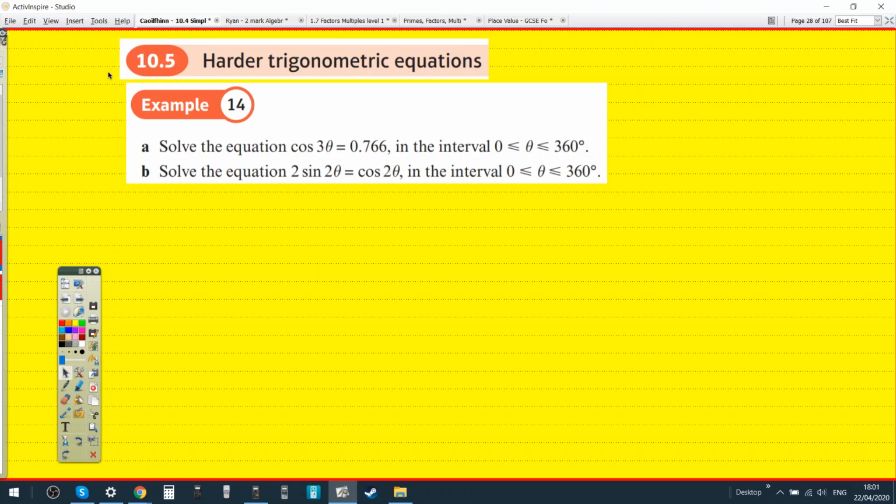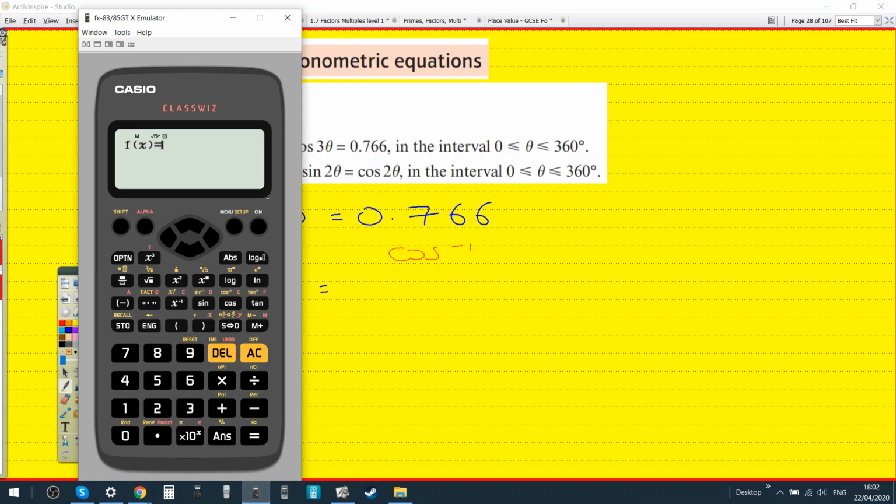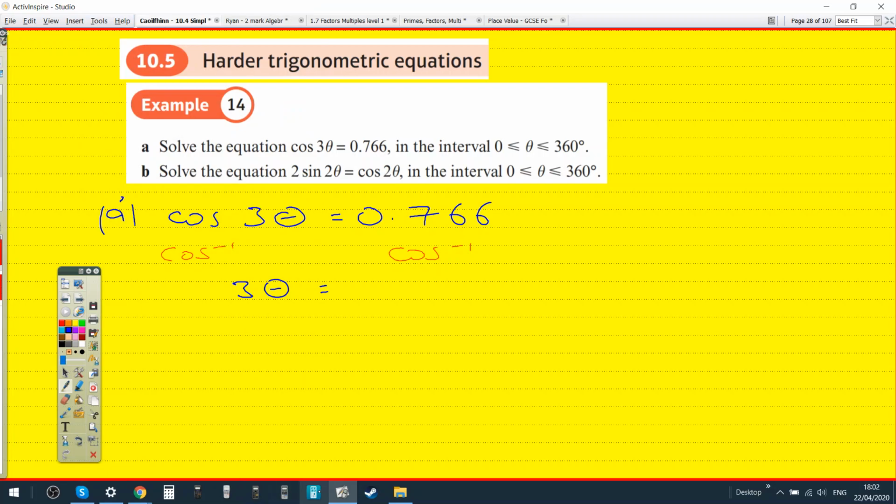The first thing you'd have to do is get rid of the cos. How do you do that? You have forgotten. You do your arc cos to both sides. So that leaves you with 3 theta, and the other side is arc cos 0.766. That's the cos with the little -1.